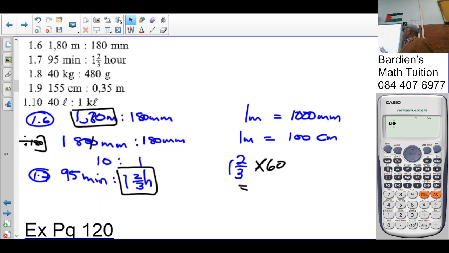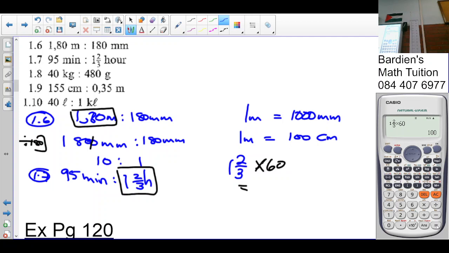You first press shift and then that button. That is in mixed fraction form. Okay? So you put 1 and 2/3, and you multiply that by 60. Gives you 100. So try it now.